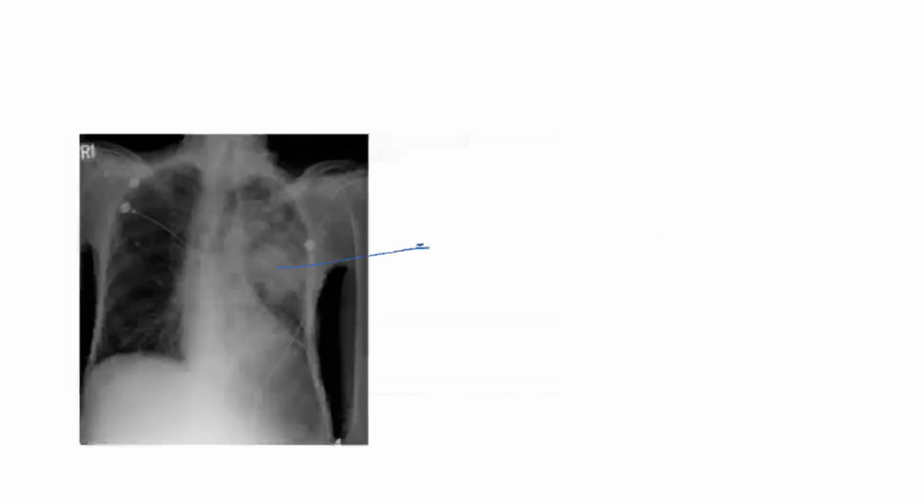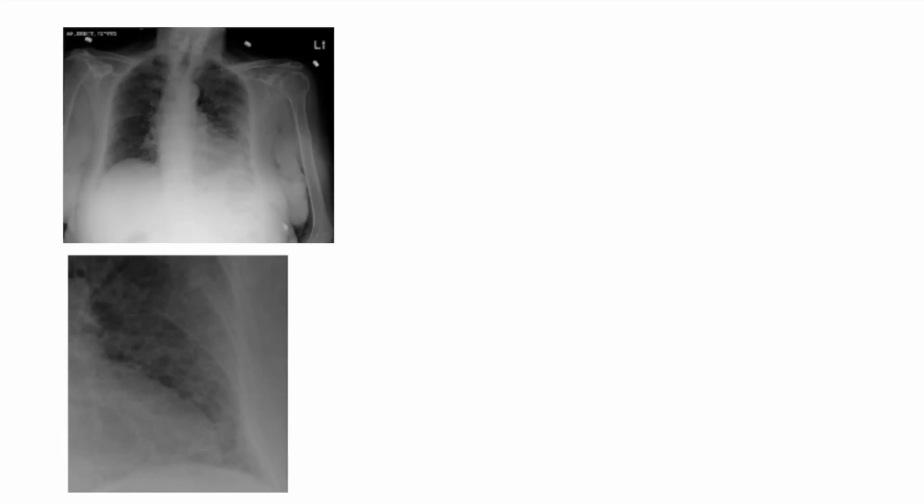This picture shows left upper lobe pneumonia. This picture shows interstitial pneumonia. This is a close-up view of interstitial pneumonia.